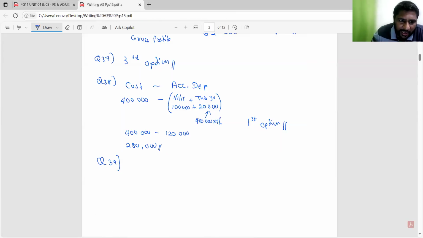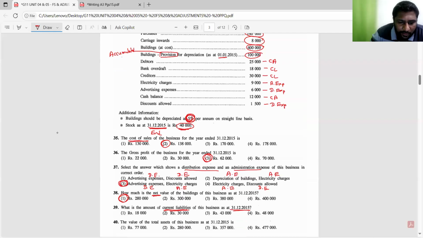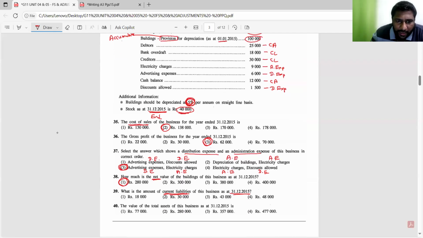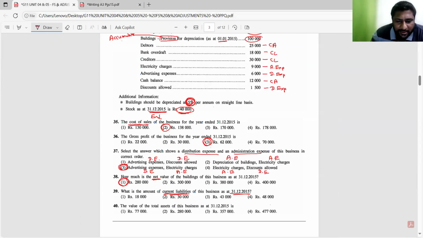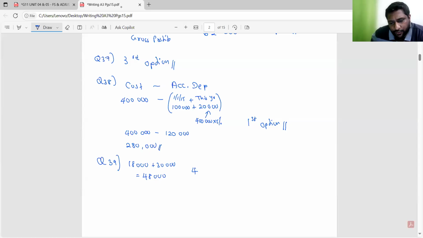Question number 39. 18,000 and 30,000, 48,000. It is there in which option? Fourth option. The answer is there in the fourth option.